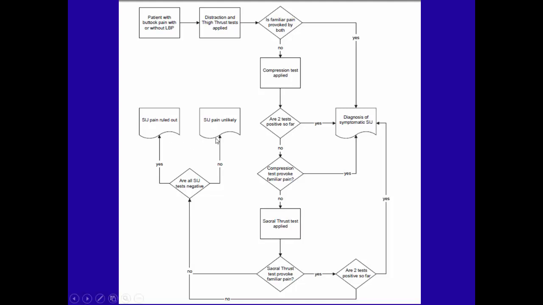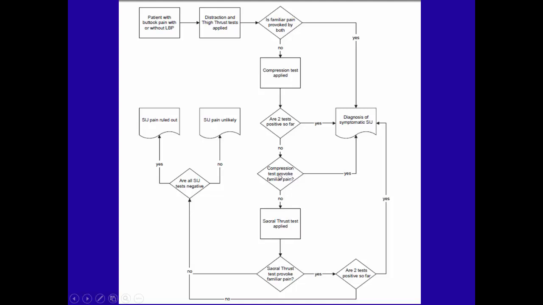And if the compression test did provoke their pain, then yes. If one was positive up here and one was negative, and compression then was positive, we'd end up with yes, two tests are positive, so yes, SI joint. Again, same kind of thought process.